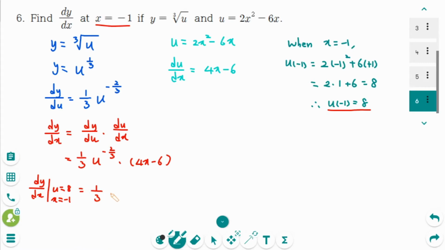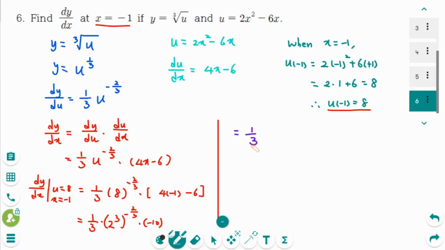So 1 over 3, u equals 8 to the power of minus 2 over 3 times 4 times minus 1 minus 6 equals 1 over 3 times 8, which means 2 to the power of 3, to the power of minus 2 over 3, times minus 4 minus 6, which is minus 10, equals 1 over 3, 2 to the power of 3, then divide by 3, which means 2 to the power of minus 2, times minus 10, 1 over 3 times 1 over 4 times minus 10 over 12. Final answer is minus 5 over 6.